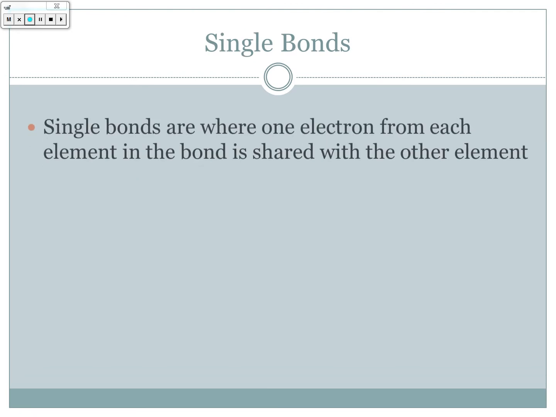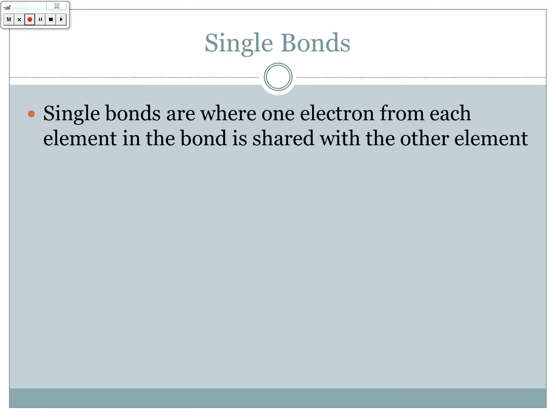Single bonds. Single bonds are when one electron from each element in the bond is shared with the other element. So we're sharing one electron from each element in the compound. For example, if we have hydrogen, which has one valence electron, and chlorine, which has 7, hydrogen needs to gain one electron in order to form its full valence shell of 1s2, but chlorine needs to gain one electron in order to gain its full valence shell of 8. So neither of them wants to lose an electron, they both just want to gain one, so they're actually going to share an electron each.